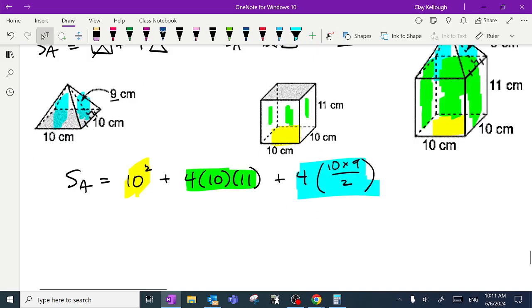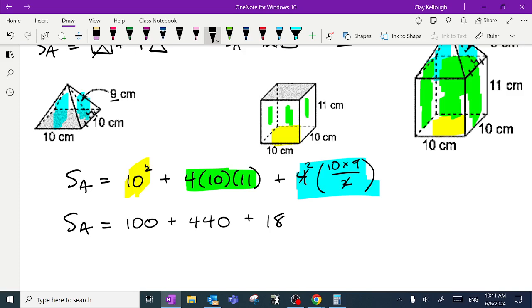Okay, let's make this a little simpler. Let's see how much of it we can do without touching our calculator. 10 squared is 100. 11 times 4 is 44, times 10 is 440. And then 2 goes into 4 twice, so I basically have 18 times 10, which is 180. Add all that together, and I get a composite surface area of 720. And what unit are we in? We're in square centimeters, because this is an area.